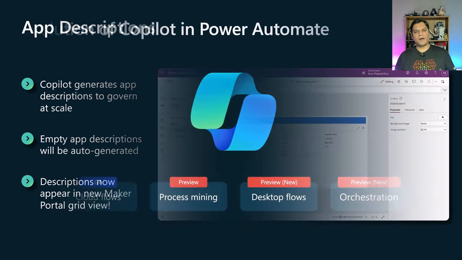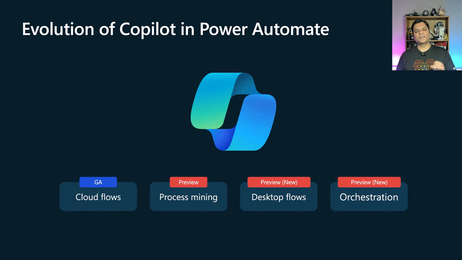Now let's take a look at Power Automate. The first thing they talked about was the evolution of Copilot in Power Automate. It was already there in the cloud flows, we saw that. But the big announcement that caught my interest was the use of Copilot directly inside desktop flows as well. And yes, there is also the new preview of orchestration, which falls under Power Automate.